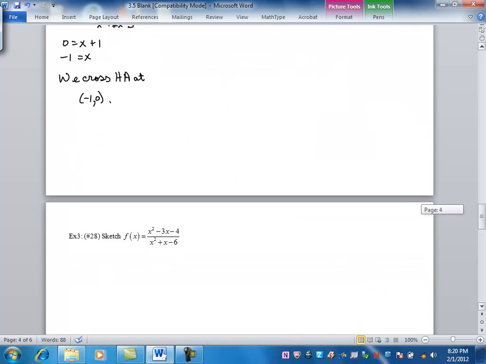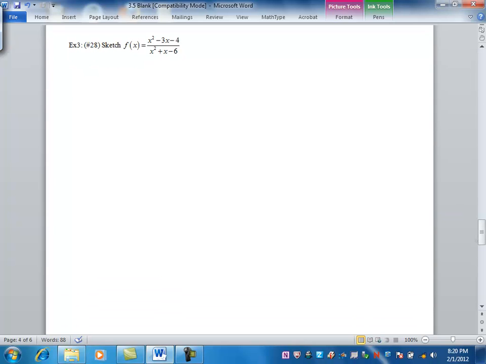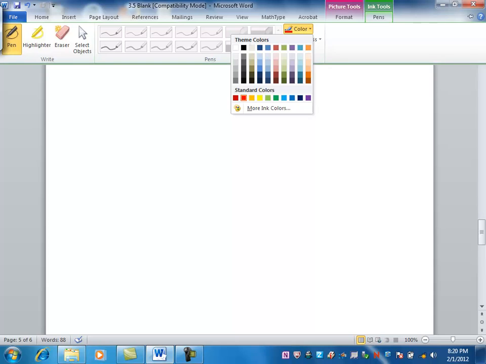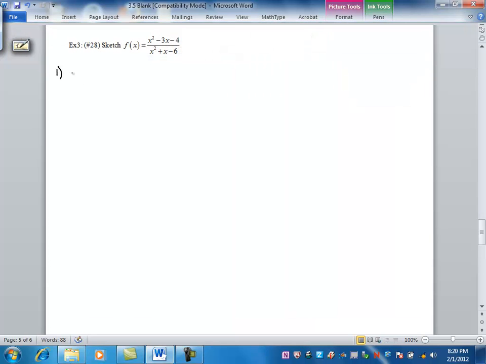As we continue on, we'll take a look at our next example here. F of x equal x squared minus 3x minus 4 over x squared plus x minus 6. Alrighty, well, let's go to work here on our checklist. The first thing we're looking for is an x-intercept. So we need to figure out where that numerator equals 0. X squared minus 3x minus 4 equals 0. X minus 4, x plus 1 equals 0. That means at x equal 4 and x equal negative 1, we're going to have an x-intercept.